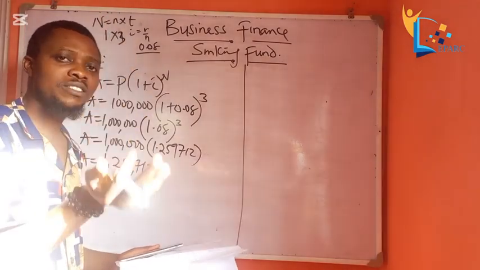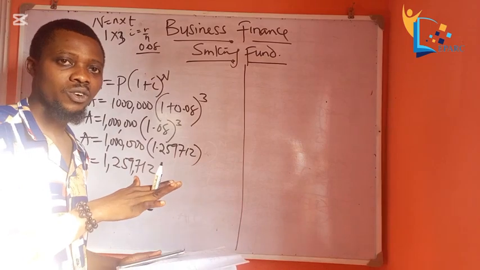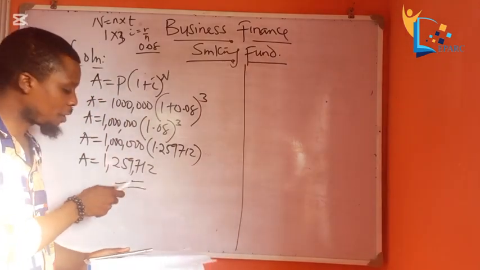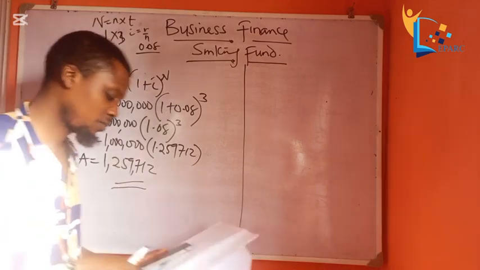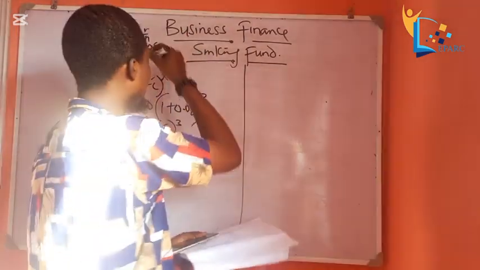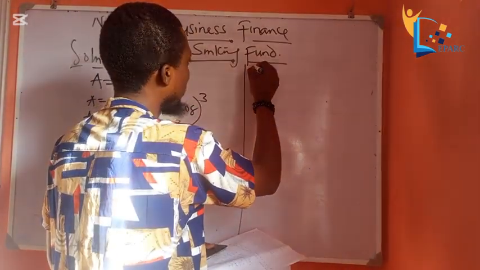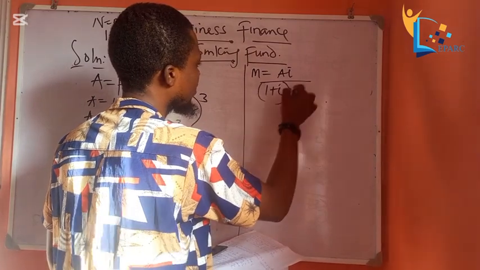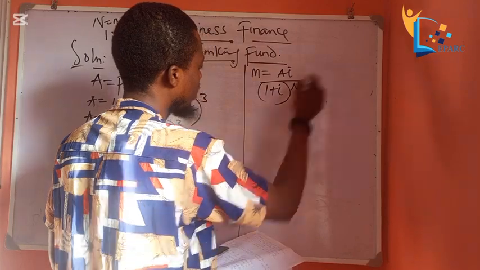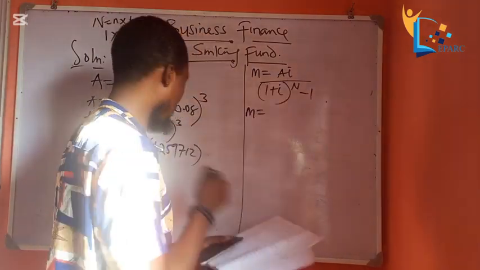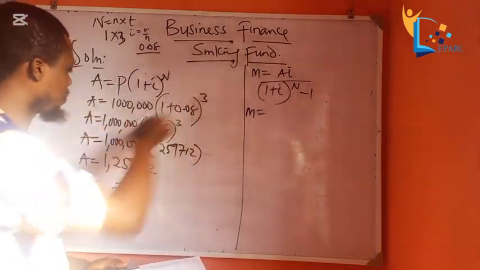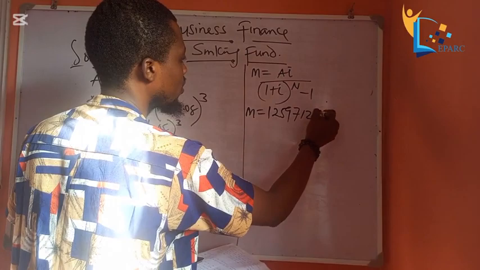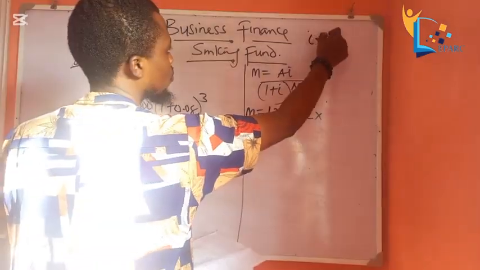Now let's solve for our sinking fund account. Let's know how much Mr. Chinedu is supposed to be paying in a sinking fund account to pay off this loan, to pay off these debts in 3 years' time. Are we together? So now we have our formula. Remember our sinking fund formula, where we have M is equal to A I, over 1 plus I raised to power n minus 1. Are we together? So M is equal to the amount you're supposed to pay, which is 1,259,712 times I here. Remember I is equal to R over N.